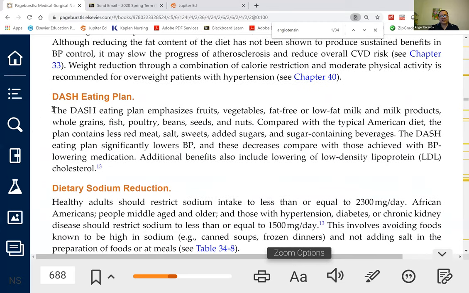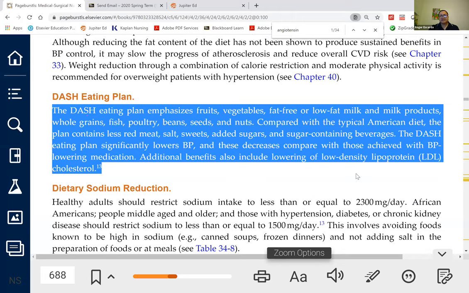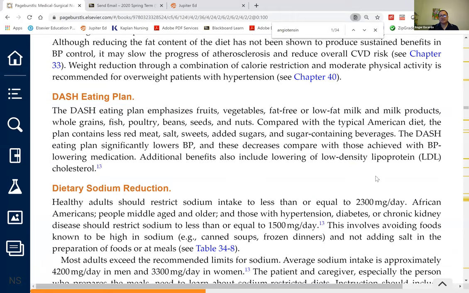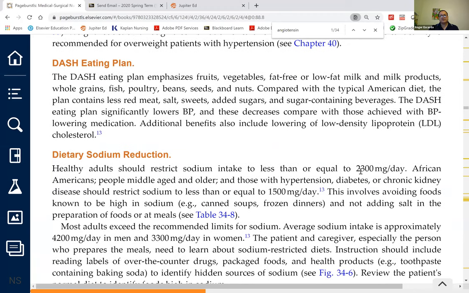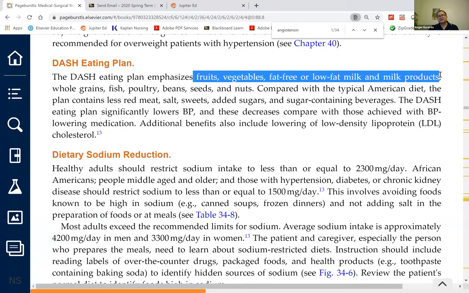So this is the DASH. Again, this is a good select-all-that-apply, because we need you to teach your patients. So DASH will definitely be testable. The choices though won't say fruits, vegetables, fat-free, low-fat milk, and milk products.